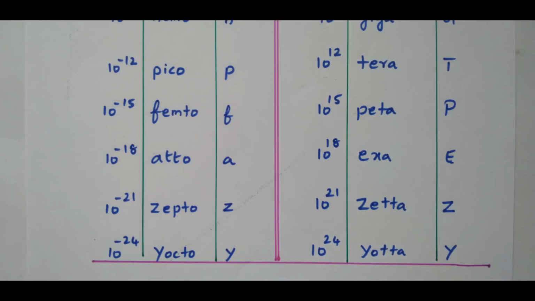So in this video we discussed what an SI unit is, what SI base units are, and what derived units are. We discussed the 7 base units, the 22 derived units, and also multiples and submultiples. Thank you.